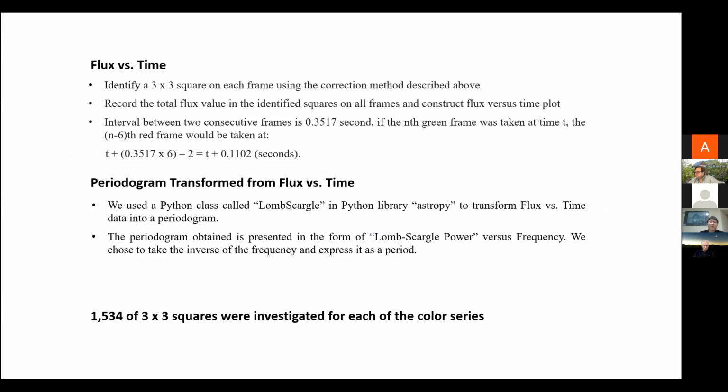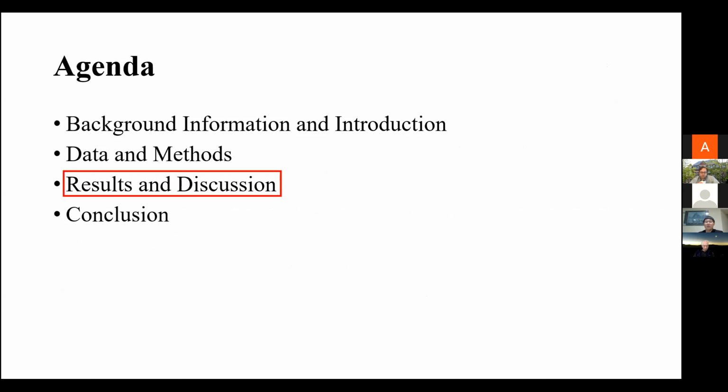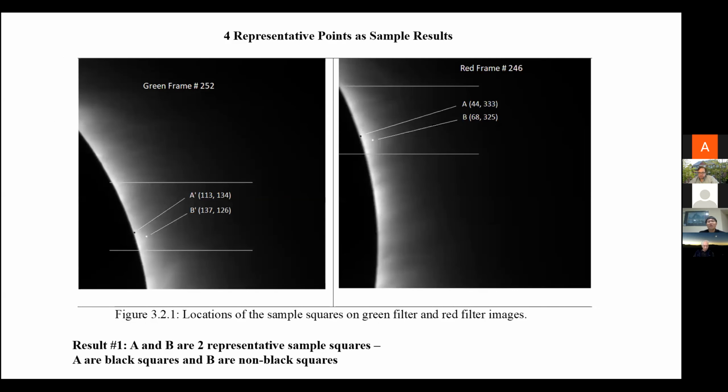So basically, we have 1,534 of these 3 by 3 squares for each of the color series, both the green and the red. So moving on to results and discussion. Here we see that there are 4 representative points in the sample results. A and B are representative sample squares. For A, those are the black marked spots, and non-black marked spots are green.